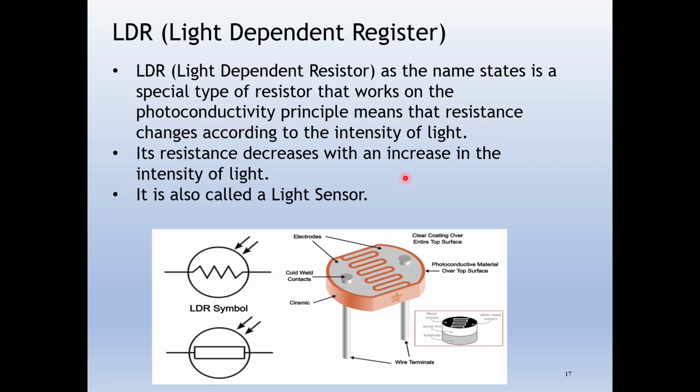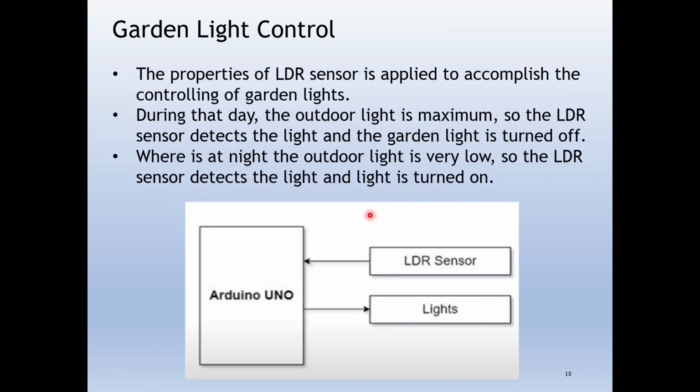That means resistance changes according to the intensity of light. Its resistance decreases with an increase in the intensity of light. It is also called a light sensor.